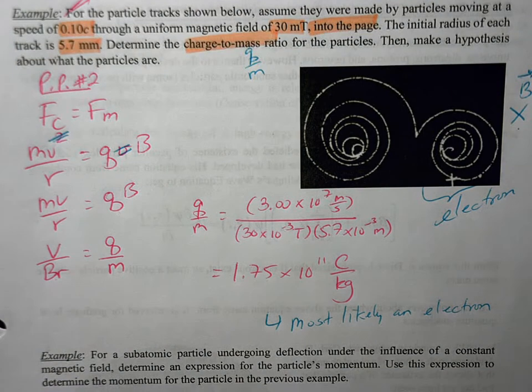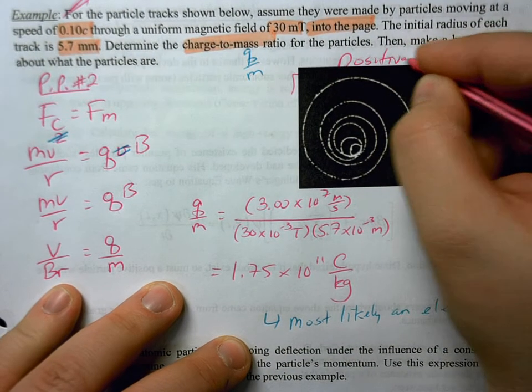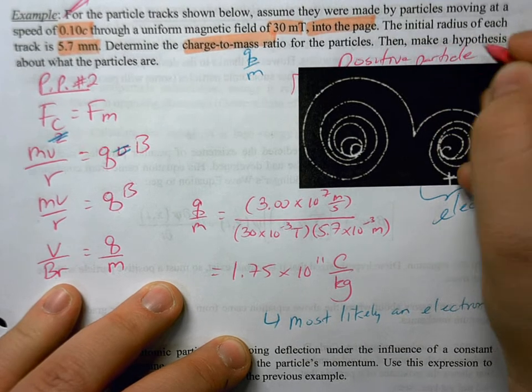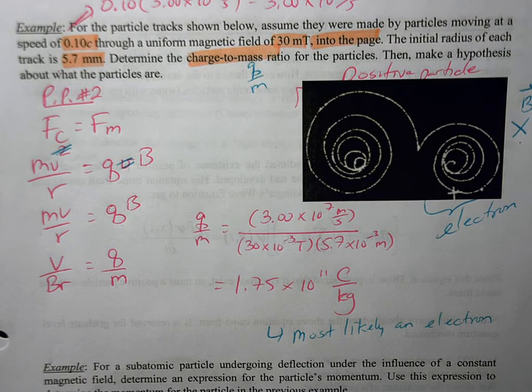On the left side here, this is going to be some positive particle. Most likely that is going to be a positron. We will have that discussion in a little bit.